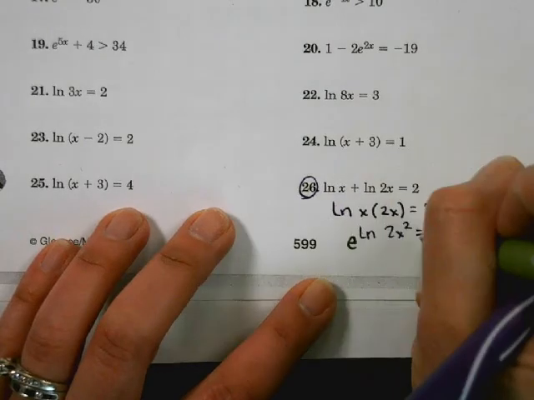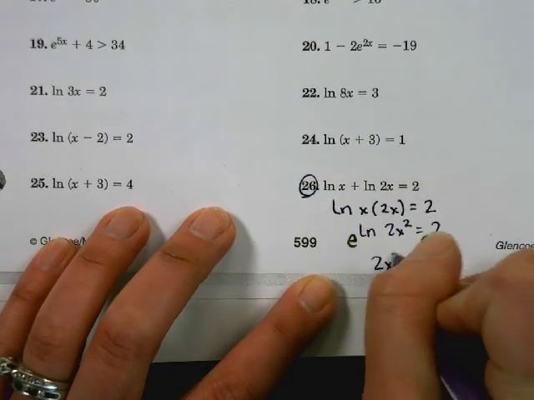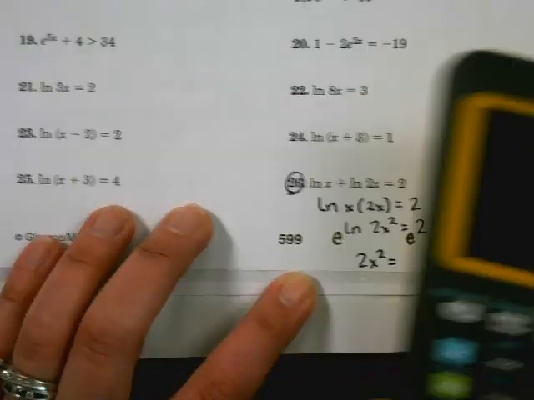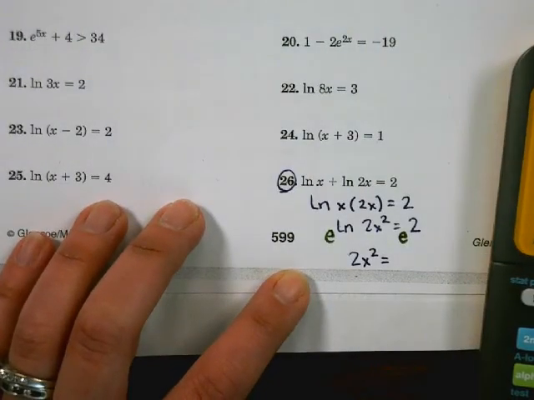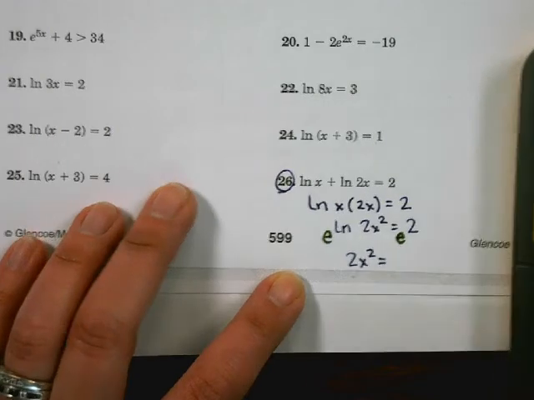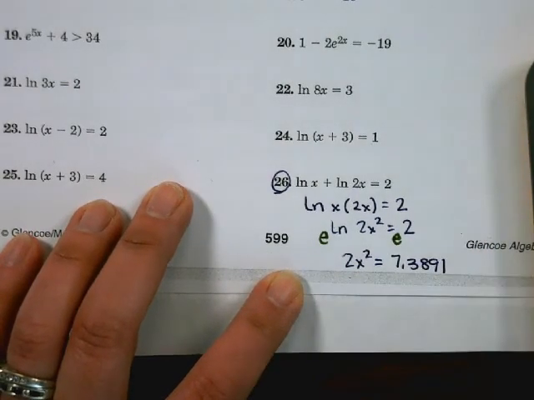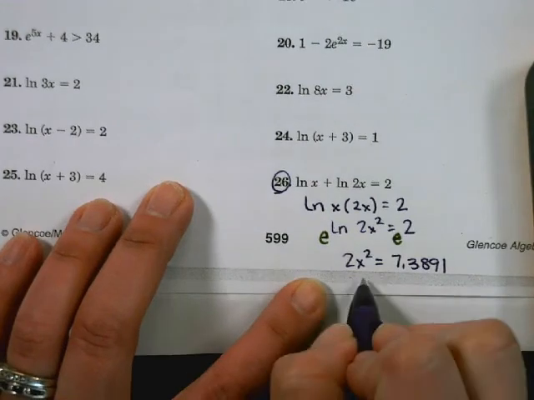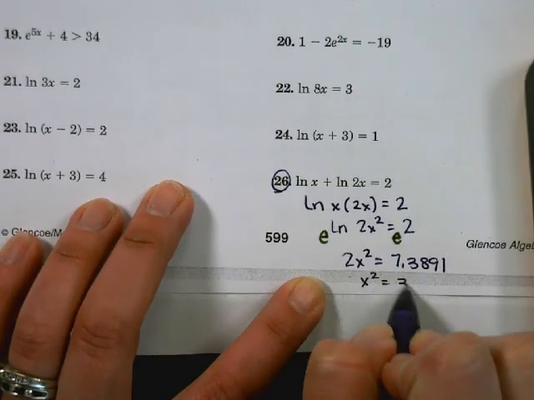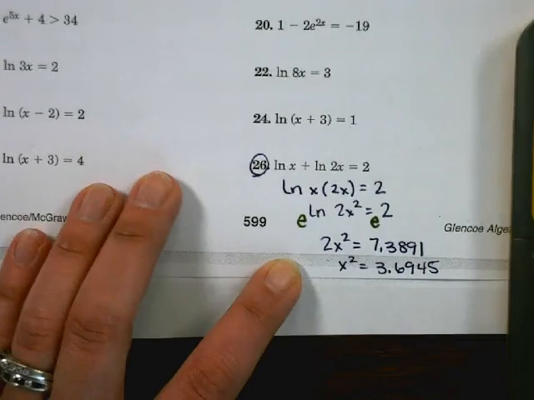Okay, so let's raise it to the e. We see a natural log. So this guy is going to be 2x squared equals e squared. Got it. I've got my calculator. e squared is 7.3891, divided by 2. So x squared is 3.6945. Now what?